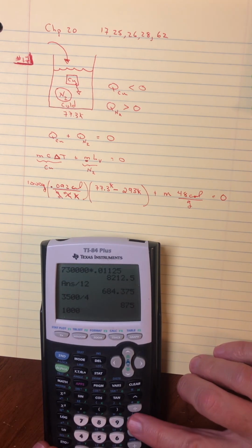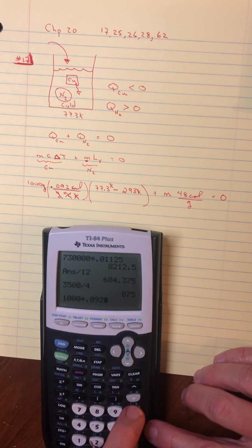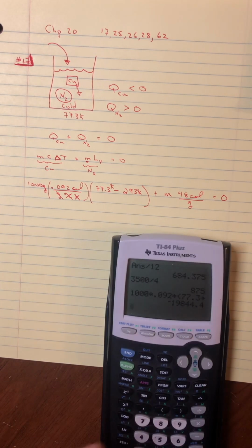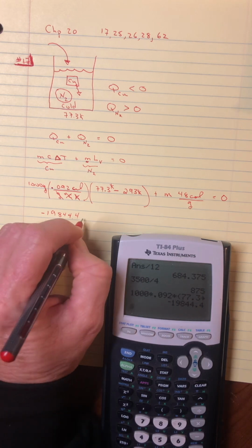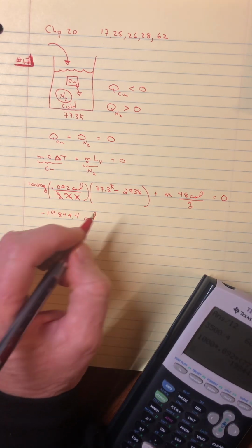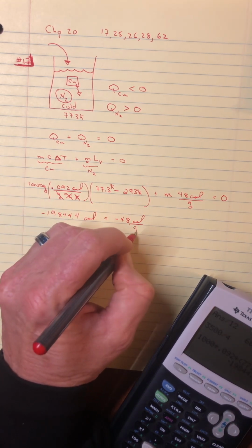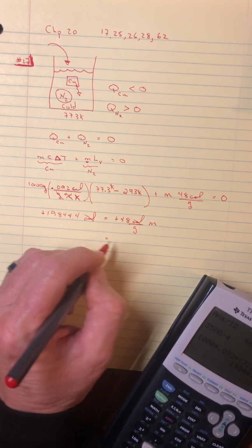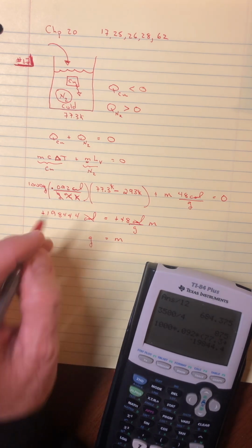So I have 1,000 times 0.092 times 77.3 minus 293, close, and that should be my negative number. So negative 19844, maybe that's too many significant figures, but that's in calories. Maybe I'll move this one to the other side so it becomes negative 48 calories over grams with an M. I guess the negative would cancel off. I guess the calories would cancel off. And so to get M, I need to divide by 48, and then it would be in grams.